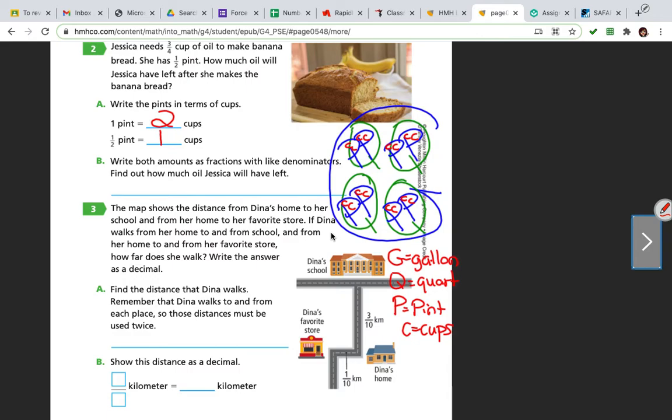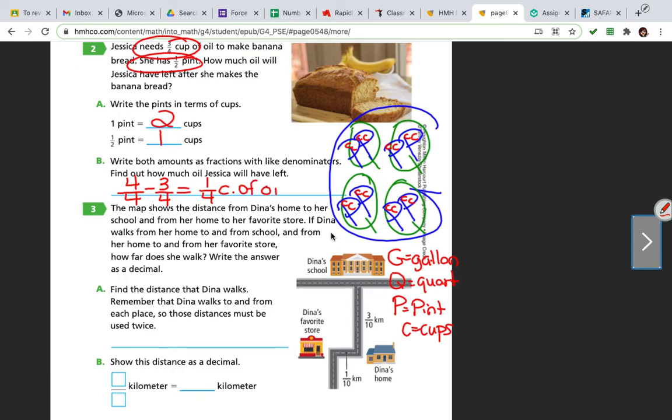So she has half a pint, so she has 1 cup. 1 cup as a fraction could be 4/4. So she has 4/4. She needs 3/4. We subtract 3/4. So 4/4 subtract 3/4 equals 1/4 cup. That's how much she will have left. So Jessica will have 1/4 cup of oil left.